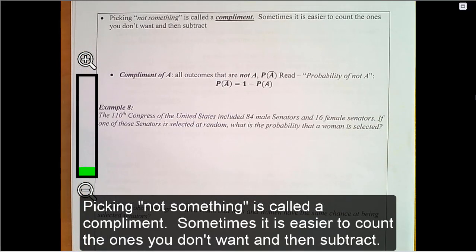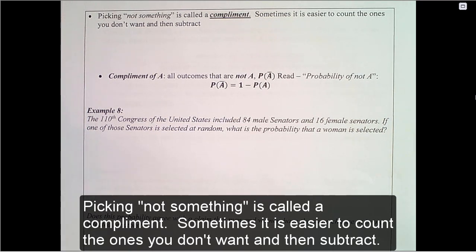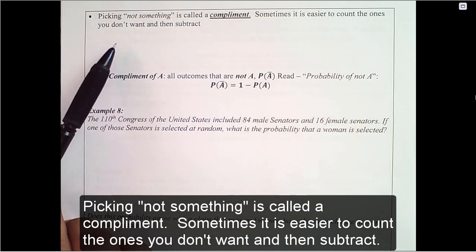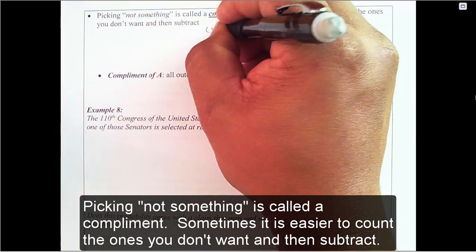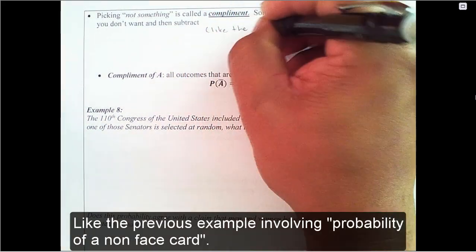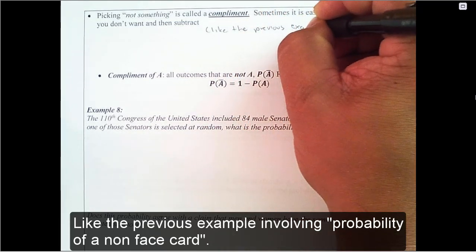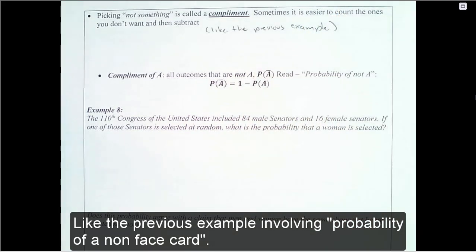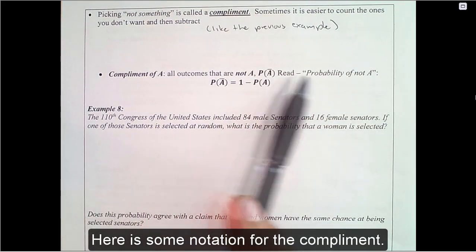Picking not something is called a complement. Sometimes it is easier to count the ones you don't want and then subtract. Like the previous example involving probability of a non-face card. Here is some notation for the complement.